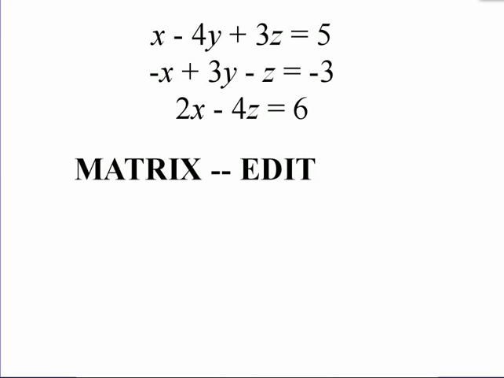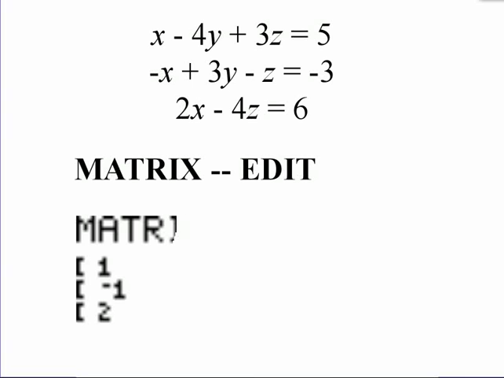Go ahead and hit enter. We're going to make this a 3 by 4 because it's 3 rows and 4 columns. Now enter in each of the values. You can use the enter key to move, otherwise you can use the left and right arrow keys. When you get done, you don't put the dashed line in this one.